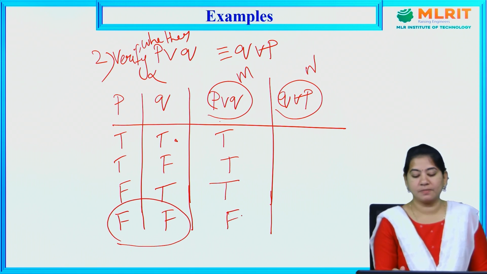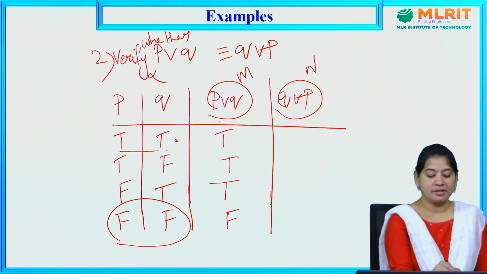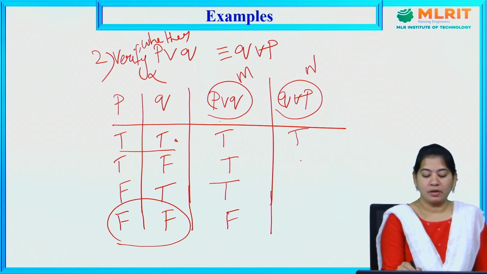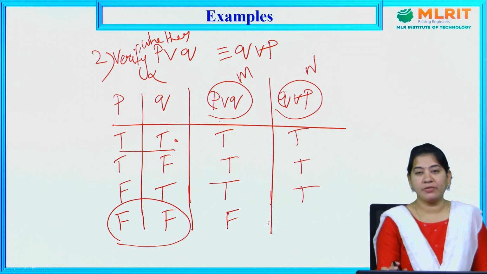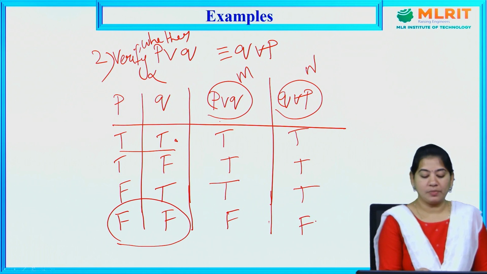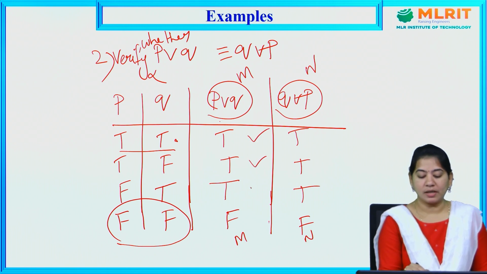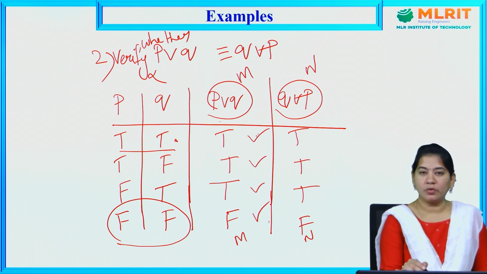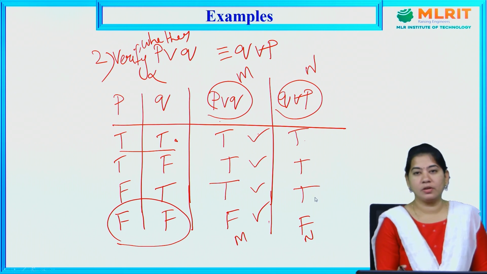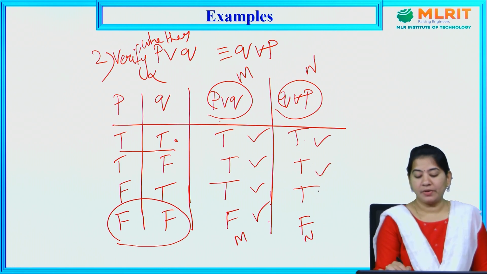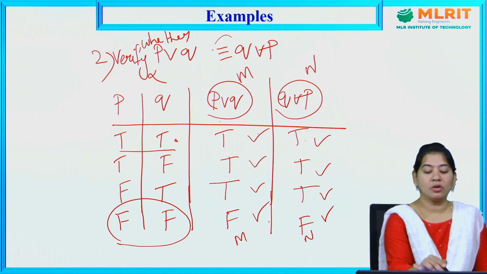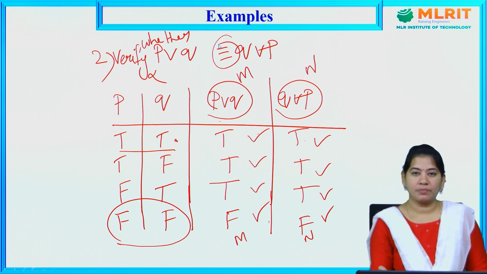Now Q or P, same thing here, true. And here we have true, here also we have true. In the last statement, as we don't have any true statements, you will get false only. Now if you observe, this is the M statement and the N statement, and both the values are the same. In P or Q, true, true, true, false, and in Q or P, true, true, true, false. So that's why we can say that P or Q is logically equivalent to Q or P.